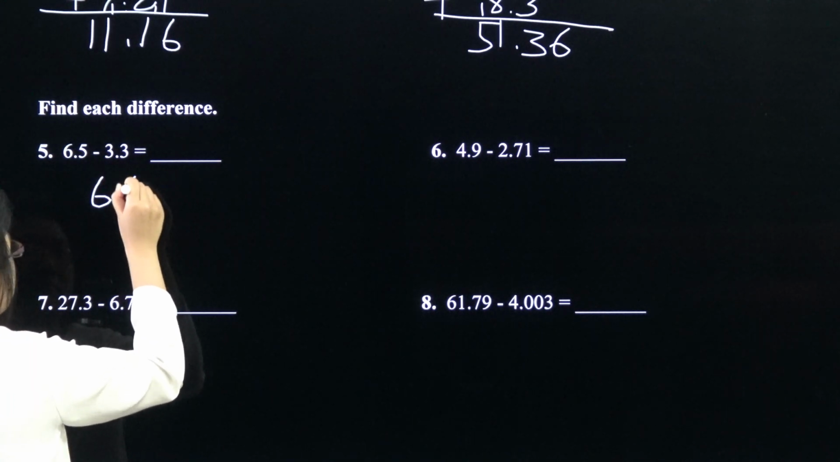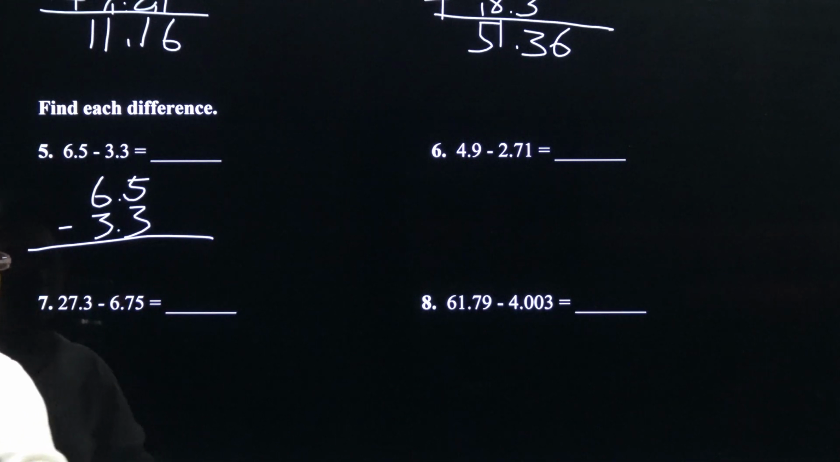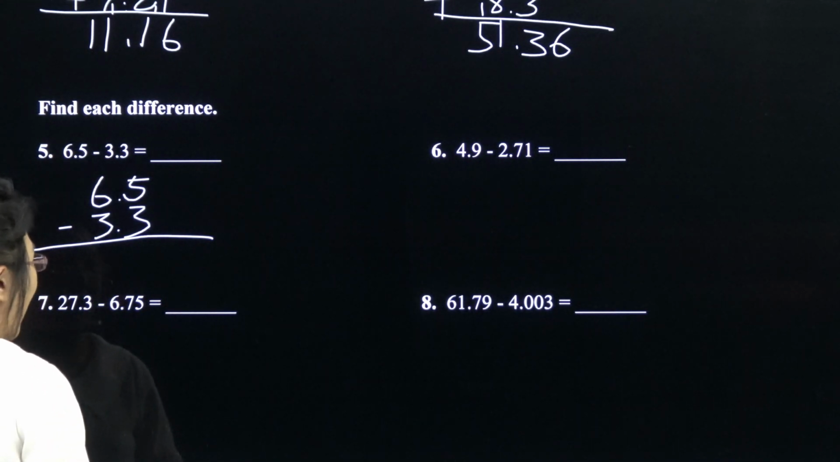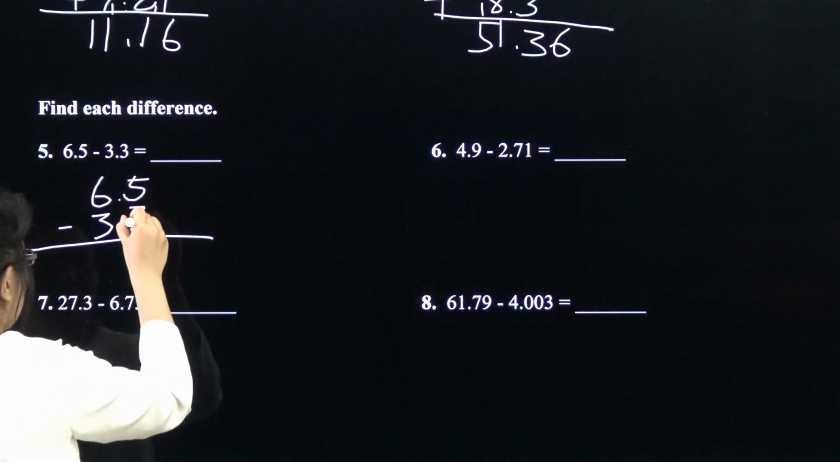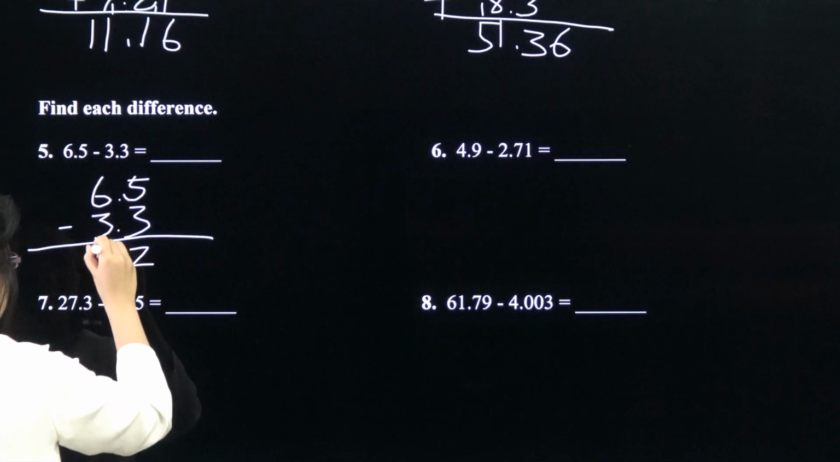Now it's the same thing. You line up the decimal points, except this time you subtract instead of add for step 2. 5 minus 3 is 2. 6 minus 3 is 3.